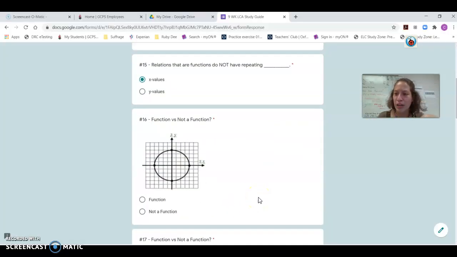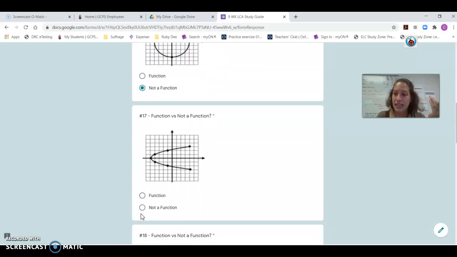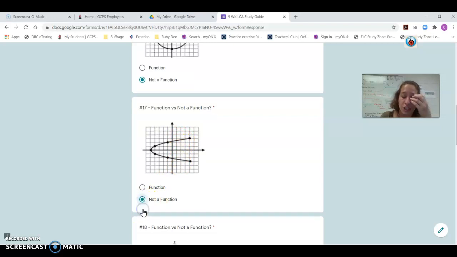Same thing here. I'm not too worried about these. Y'all did great with this. If I did a straight up and down vertical line going through the graph, I would see my line touch my graph 2 times. That's bad. Not a function. Same thing here. My straight vertical line going up and down would touch 2 times. It would touch right there and it would touch right there. So not a function.